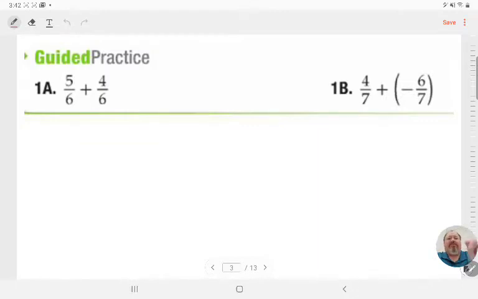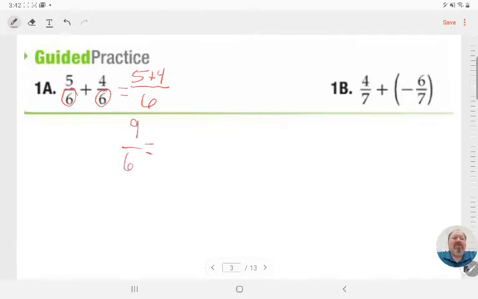All right, let's see how you did. They both have the same denominator of 6, so we can write that over 6. And then it would just be 5 plus 4. 5 plus 4 is 9. So that's 9 over 6.